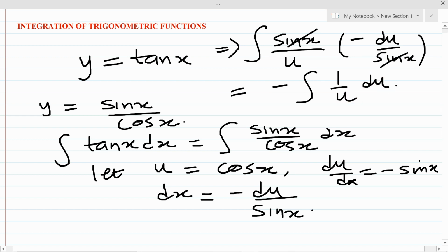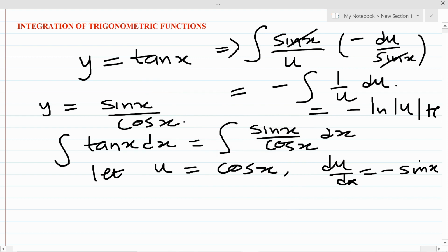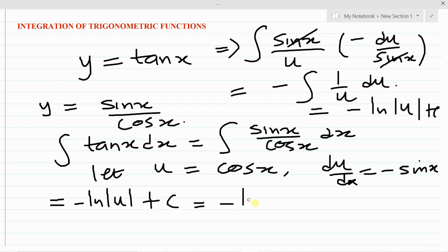I hope you can see this because we've done it in our previous video, how to take out your negatives or your positives or your constants. And this integral will give us negative ln of u plus c. So let me write everything again. The whole of this integral is now giving us negative ln of u plus c, and our u was equal to cos x. So it becomes negative ln of cos x plus c.